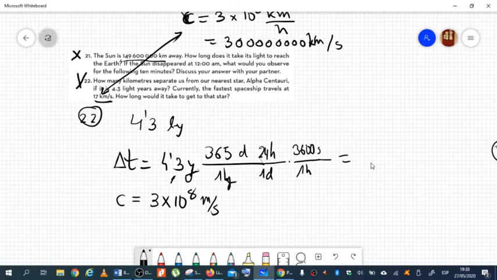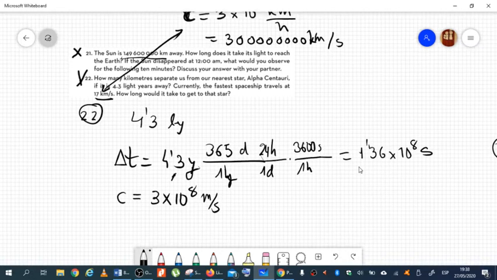So we have a total, in scientific notation, of 4.3 times 365 times 24 times 3,600. It is 1.36 times 10 to the power of 8 seconds.